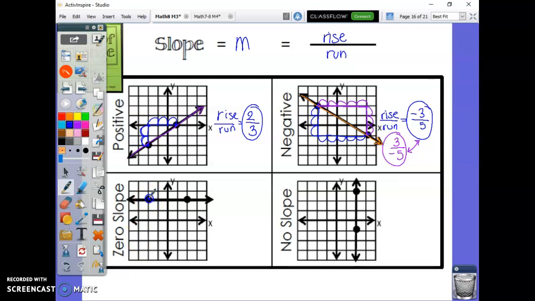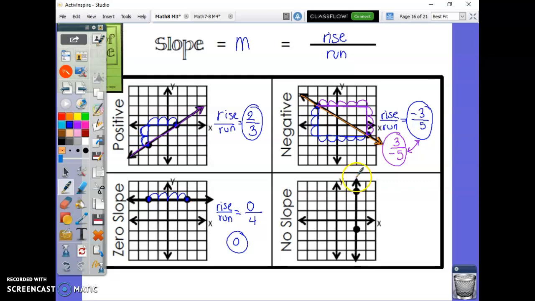Now on to zero slope. Over here we have point A and point B on this horizontal line. We're going to do rise over run just like previously. How far do we go up or down to go from A to B? We don't go up or down at all, so our rise is 0 and our run is 4 units. 0 divided by 4 gives us 0, so our slope for this horizontal line is 0. It has a slope, but the slope is 0.